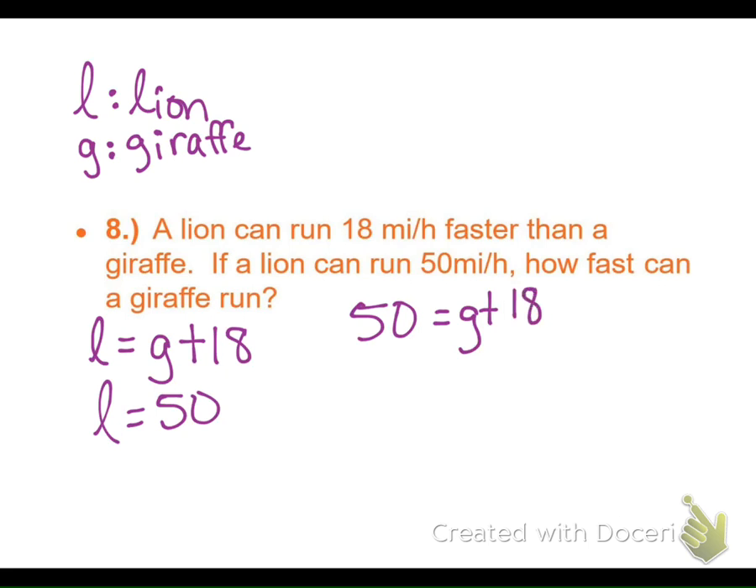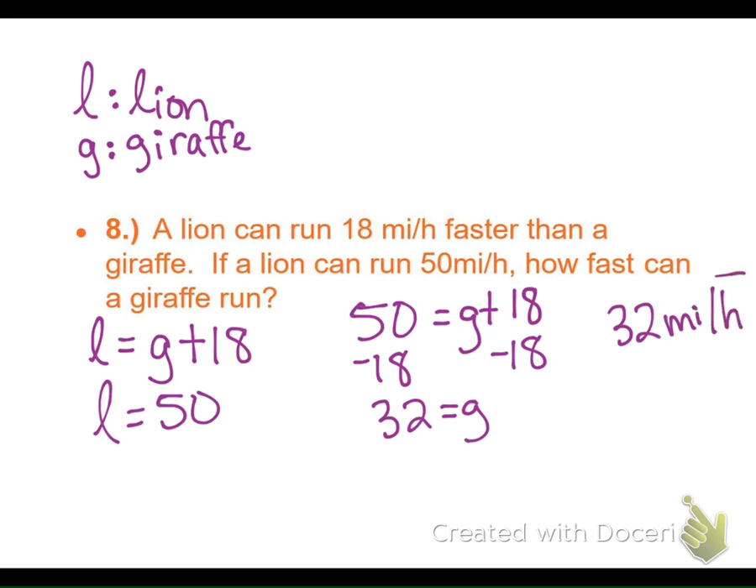Get G by itself. How do we do it? We have to subtract 18 on both sides. So we end up with 32 is equal to G. So a giraffe can run 32 miles per hour.